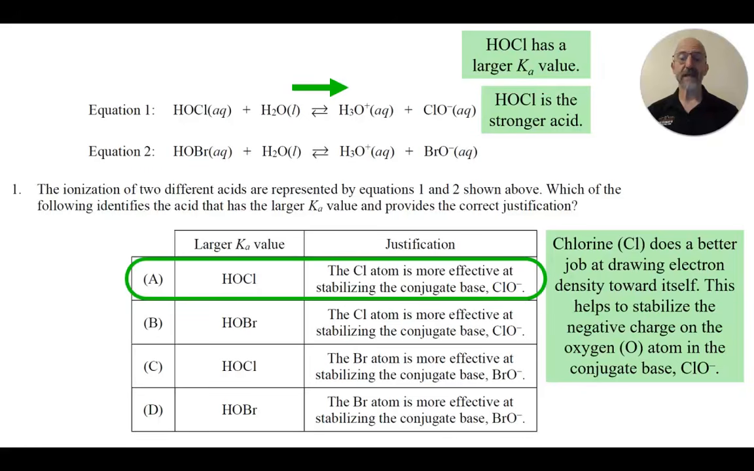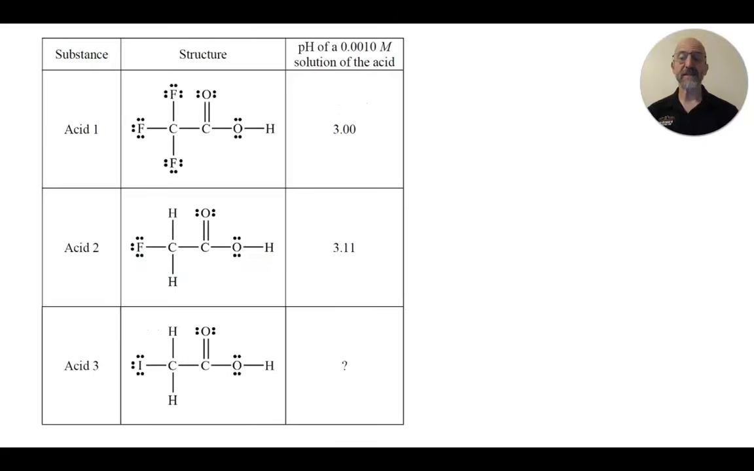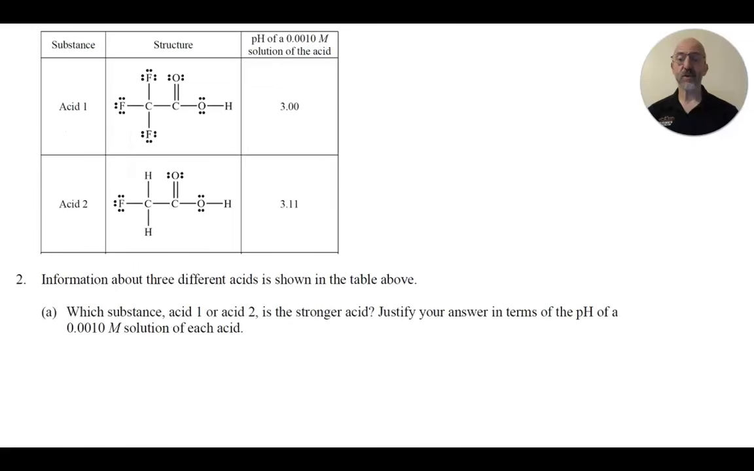All right, well now let's take a look at question 2, and we can see a table with 3 different acids that are labeled acid 1, acid 2, and acid 3. And so question 2 says the following. Information about 3 different acids is shown in the table above, and part A says which substance, acid 1 or acid 2, is the stronger acid. Justify your answer in terms of the pH of a 0.0010 molar solution of each acid.